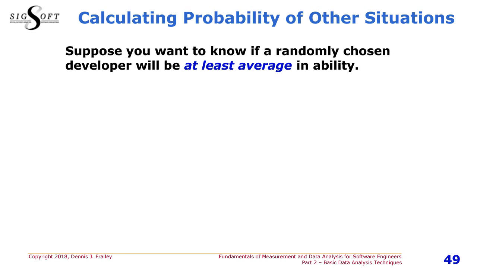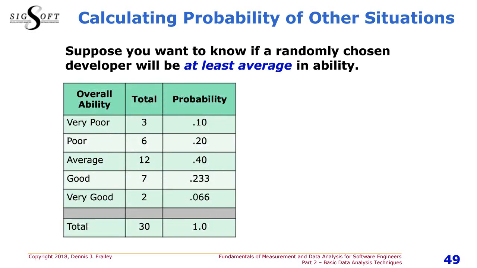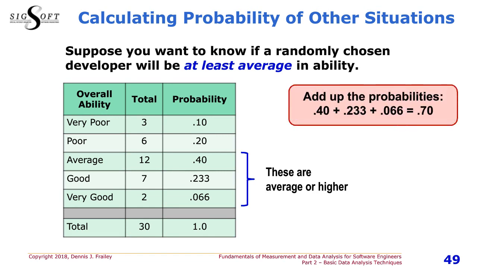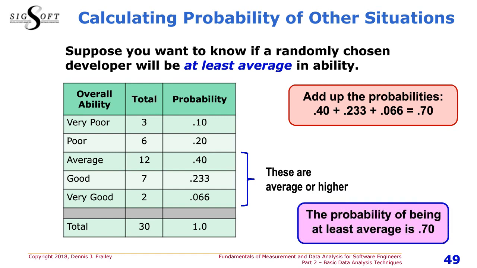Well, in that case, I could get this thing to work. There we are. There's our chart. Well, these last 3 are average or better. And the nice thing about probabilities is we can just add them up. We can add the probabilities for each of those 3 and say the probability of being at least average is 0.7. And that is one of the simple uses of a distribution.